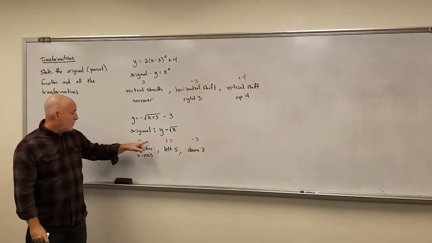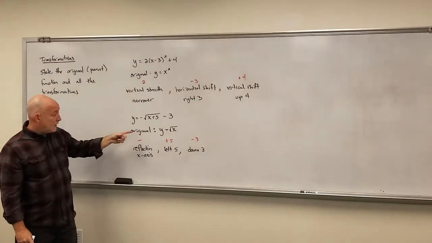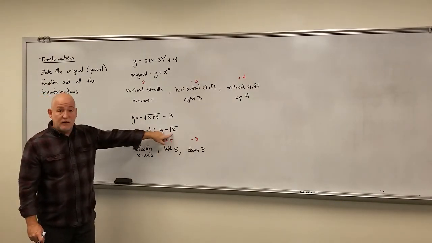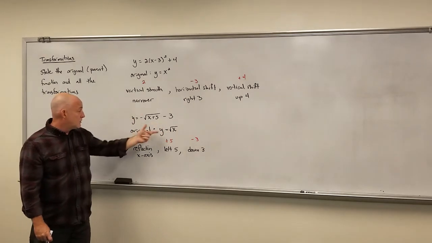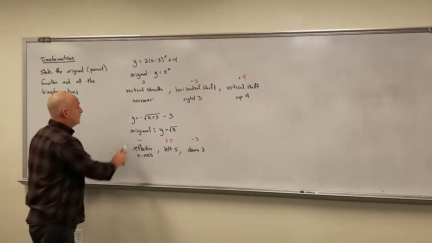So if we started with this original graph, which we're supposed to know what it looks like right now, we could apply these transformations and get what this graph looks like, which is kind of nice because our basic graphs are very easy to graph, and then all we got to know is how it is shifted around.